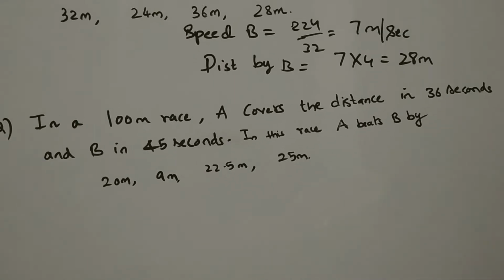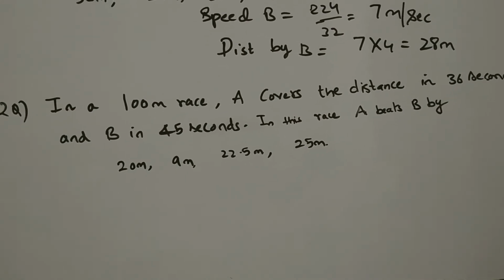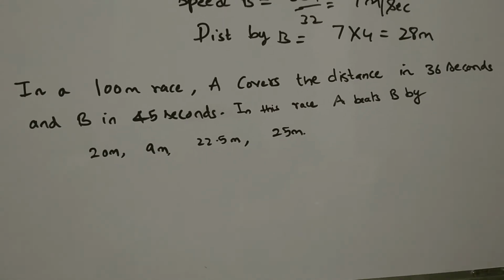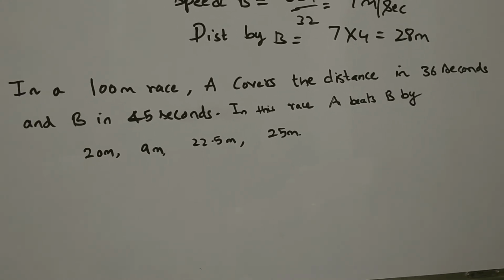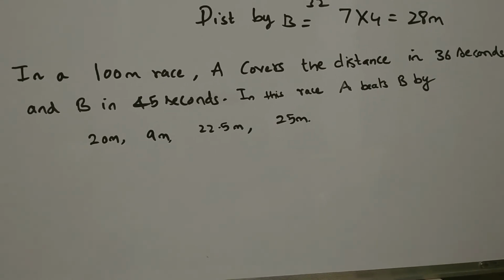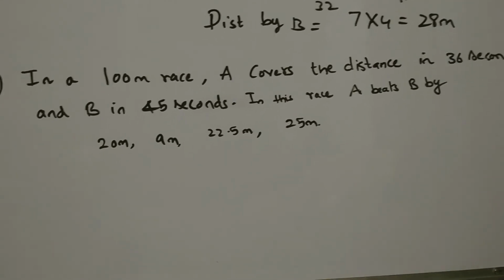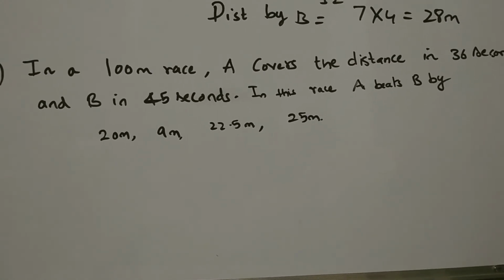I repeat the question. In a 100 meters race, A covers the distance in 36 seconds and B will cover the same distance in 45 seconds. In this race, A will beat B by how many meters? Options are: 20 meters, 9 meters, 22.5 meters and 25 meters.